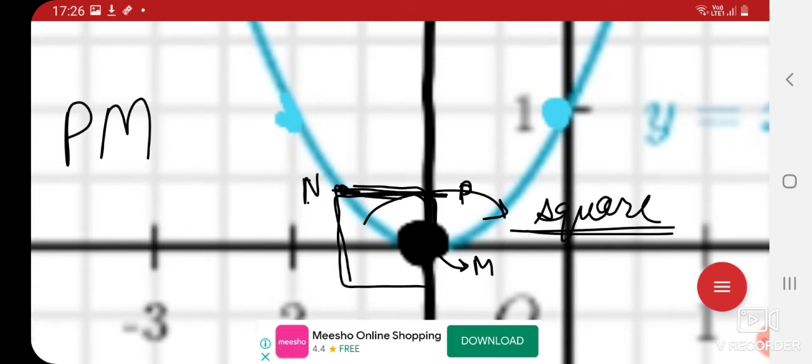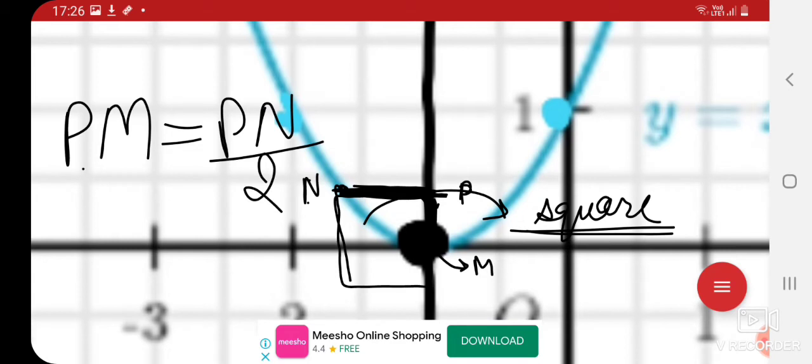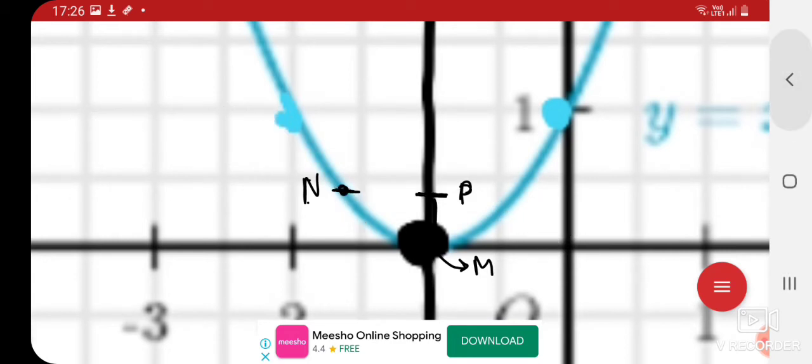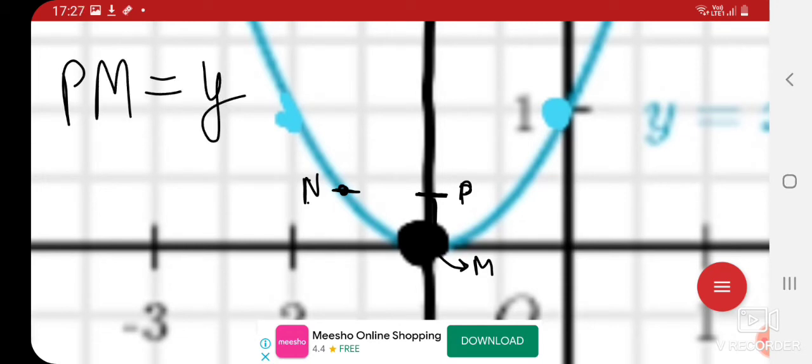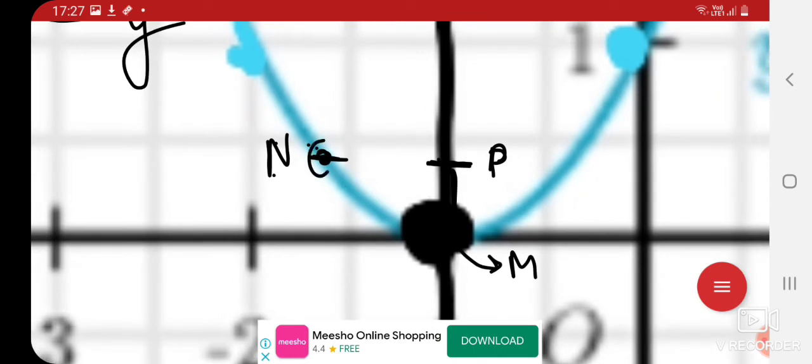As you know that this will be a square, that means this PN must be equal to twice of PM. Simply you can say that this PM must be equal to half of this PN, right? That means, as you know, this PM is our y, and this PN you need to find.